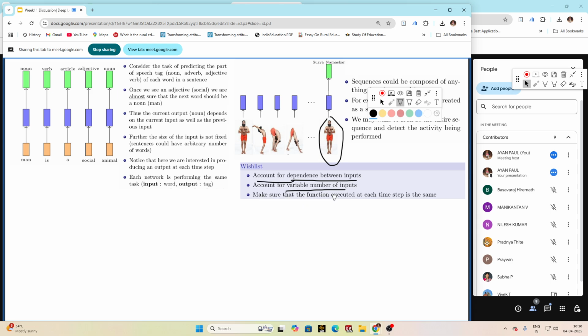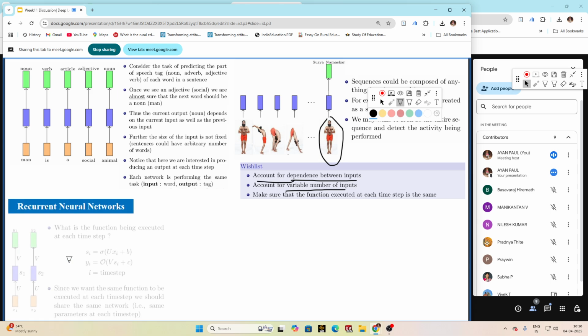And last, make sure that the function executed at each time step is the same. If that is not the same, each network will be a separate neural network, right? So you have to account for that also. With these three things, we move from our feedforward neural network to a new thing. What is the new thing called? It is called a recurrent neural network, right?